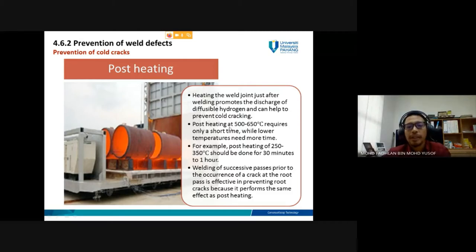Okay, post-heating biasanya antara 500 hingga 650 darjah Celsius only for a short time while lower temperature needs more time. Okay, so biasanya proses pada suhu antara 500 hingga 600 ni, post-heating kita buat sekejap sajalah. Untuk welding dengan temperature yang lebih rendah daripada ni, kita perlukan masa yang lebih panjang lah. And then for example, contoh dia lah post-heating of 250 to 350 should be done 30 minutes to 1 hour.